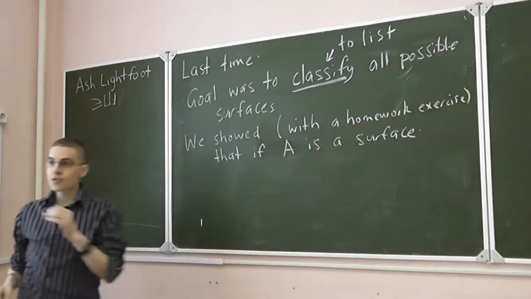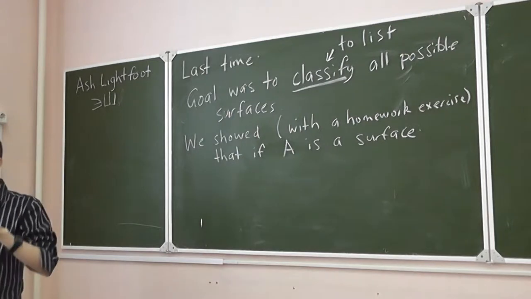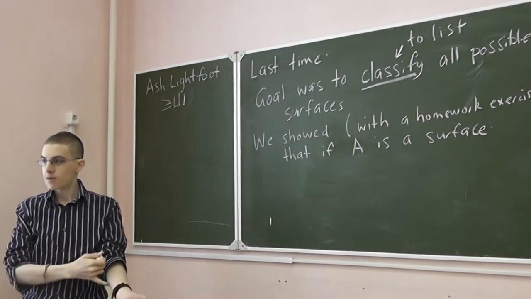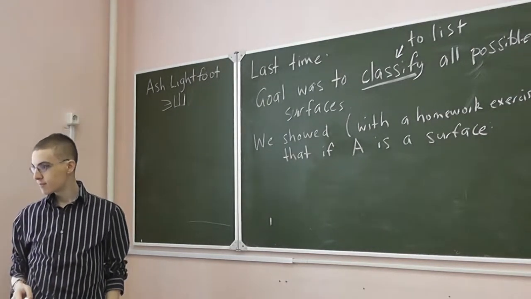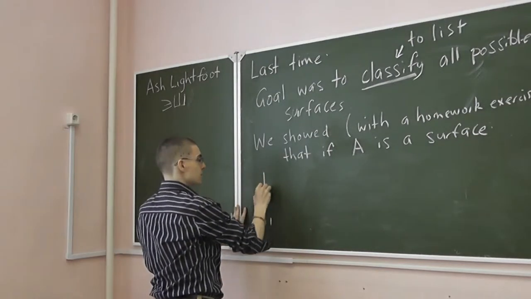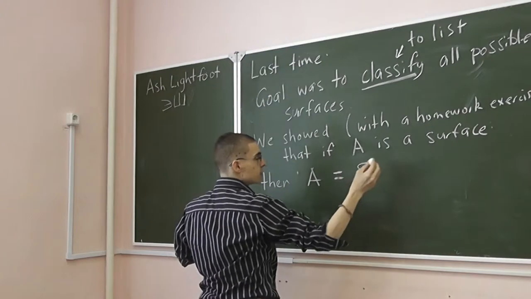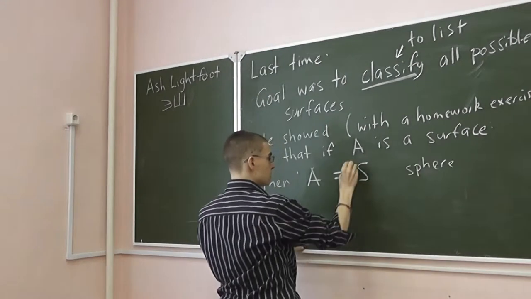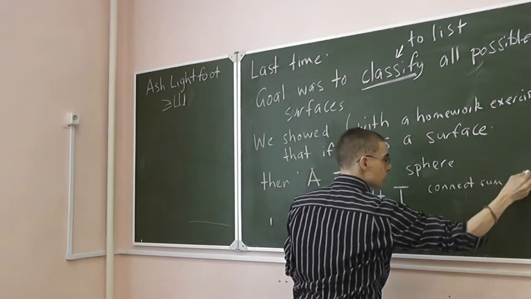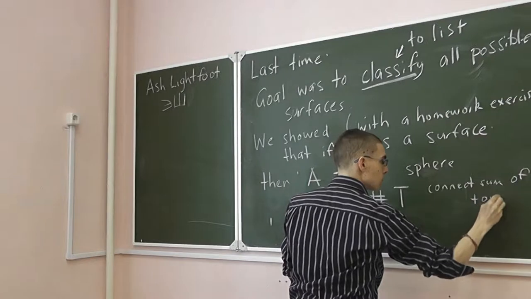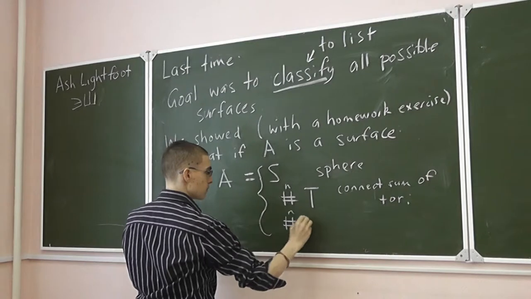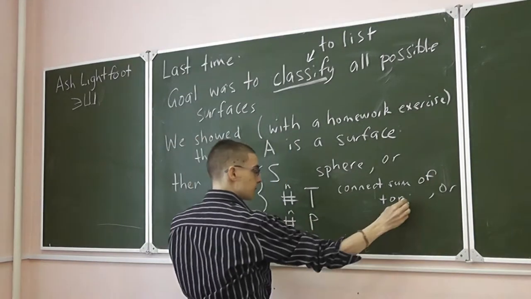And we show, if we have a surface, what did we show? We showed it could be only certain types of surfaces. It's either a connect sum of several projective planes or toruses. So then A is either a sphere, or a connect sum of toruses, tori, or a connect sum of projective planes.